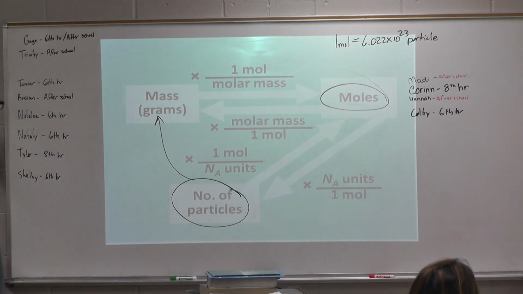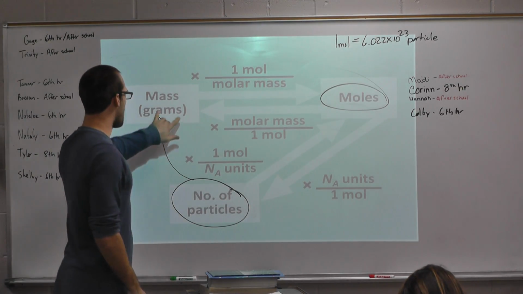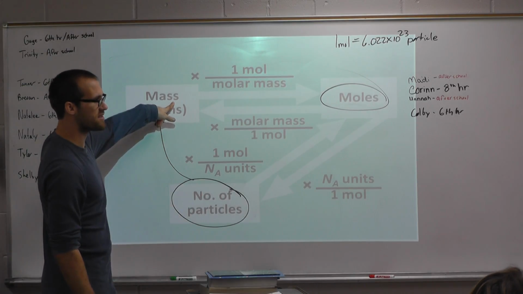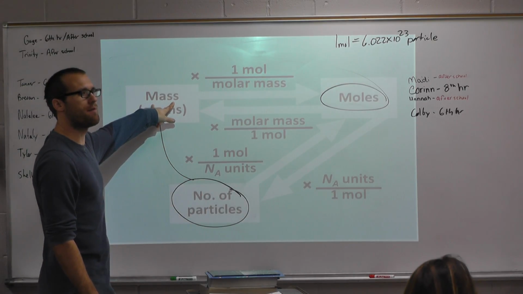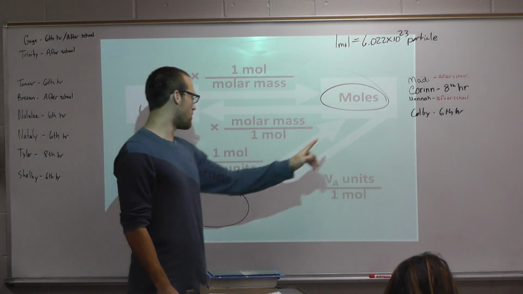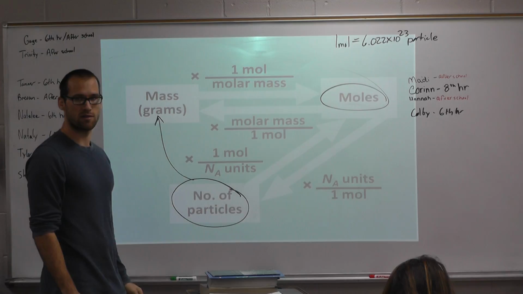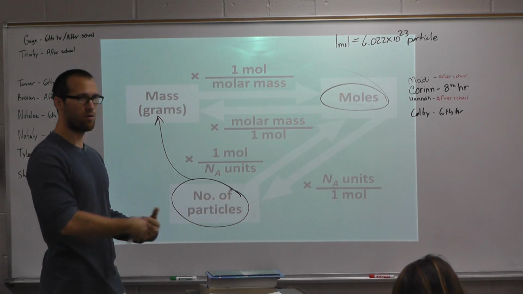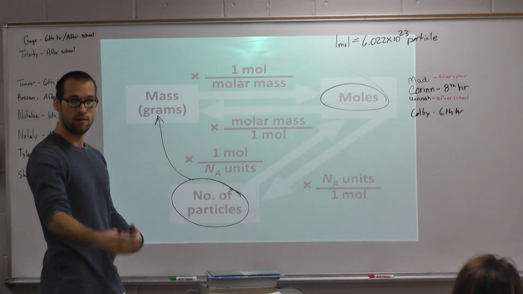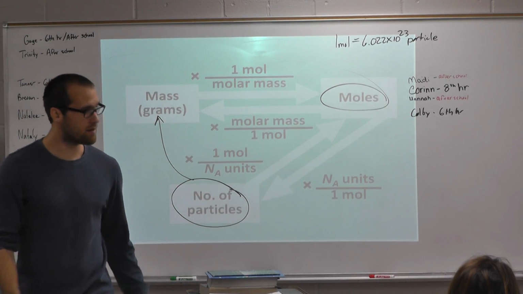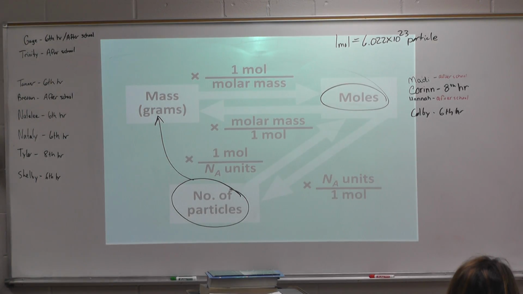So what I can do is, if I've got 42 grams of a substance, I can tell you exactly how many particles I have by converting it to moles and then converting moles to particles. And you see the double arrow? That just means I can go either way, right? You can go either way when you're converting anything, correct?